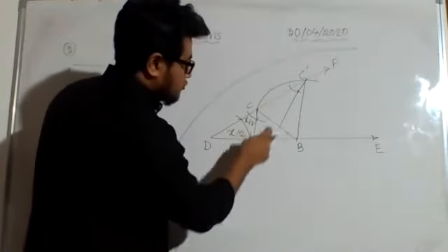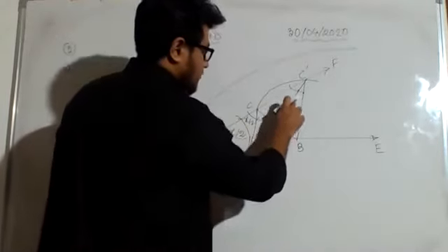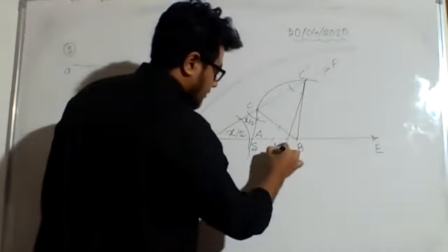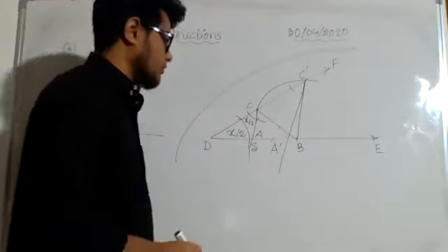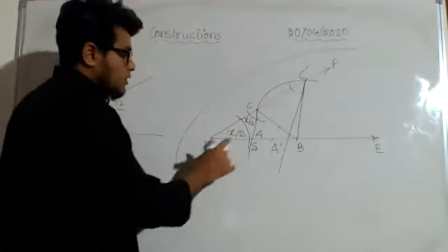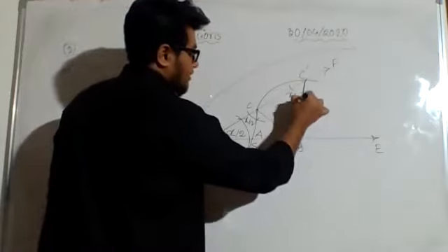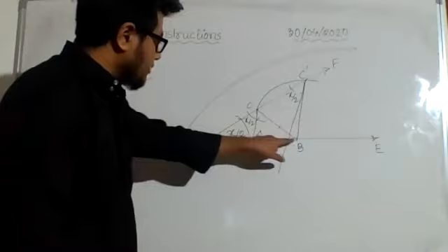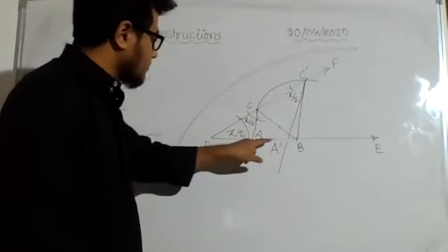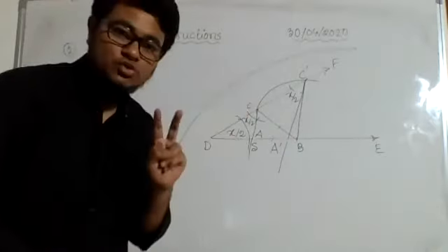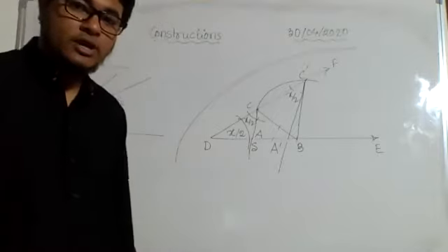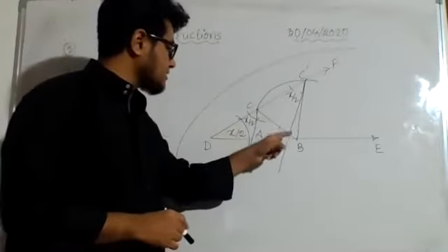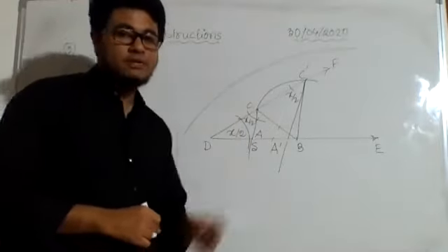Actually this and this line should have been parallel. If you draw it properly then it will be more or less parallel. So this is also equal to x divided by 2. So A, B, C and A prime, B, C prime, these two are our desired triangles. So we got two desired triangles here: one A, B, C, another one A prime, B, C prime.